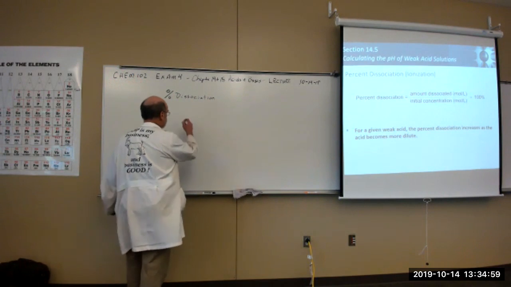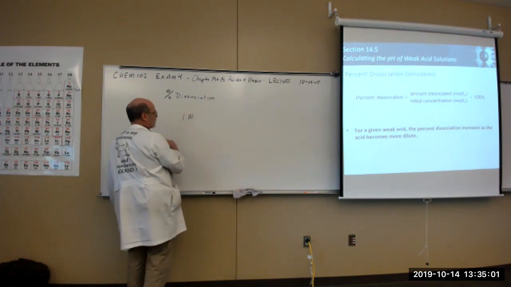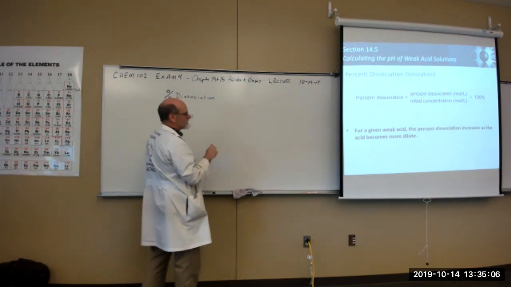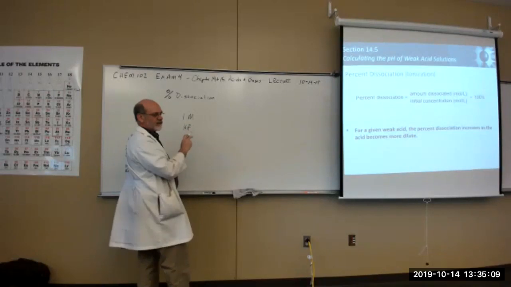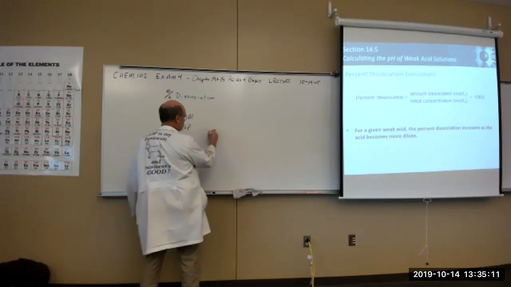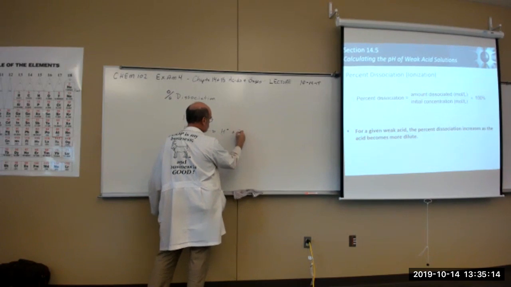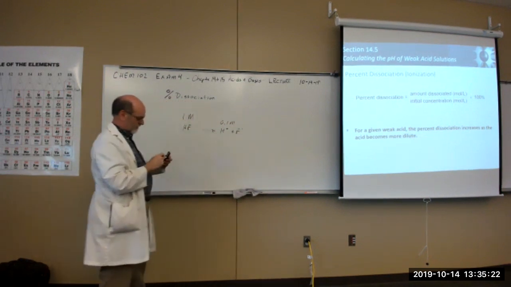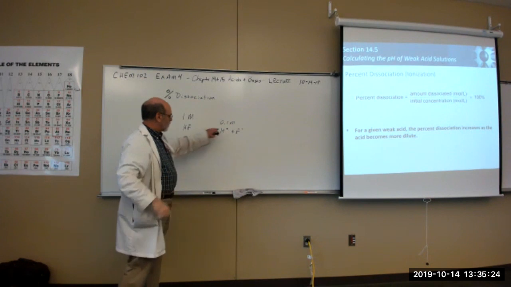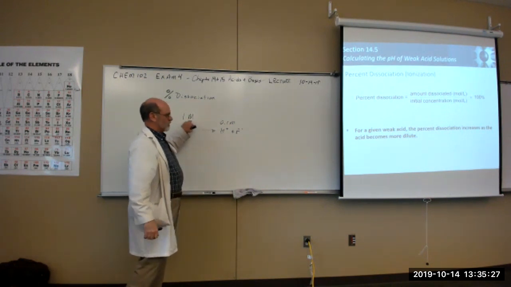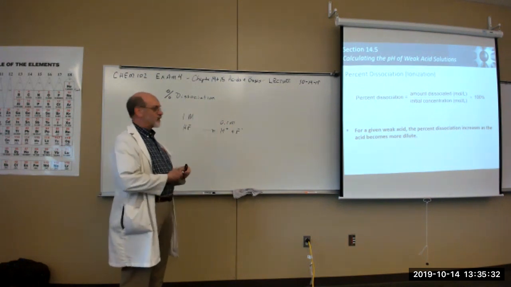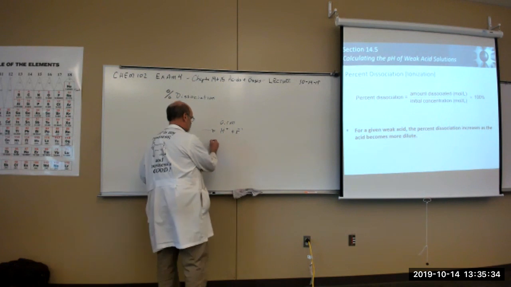So if we start off with, say, 1 molar concentration of HF, and say 1/10 of it dissociates, right, to produce this and this. So let's say we end up over here with 0.1 molar. We ratio this to the original. So 0.1 over 1 times 100 would be 10%. Right? So that would be 10% dissociation in this case.